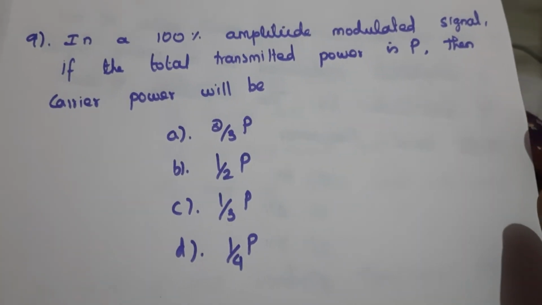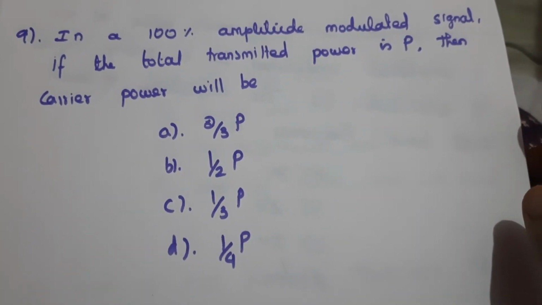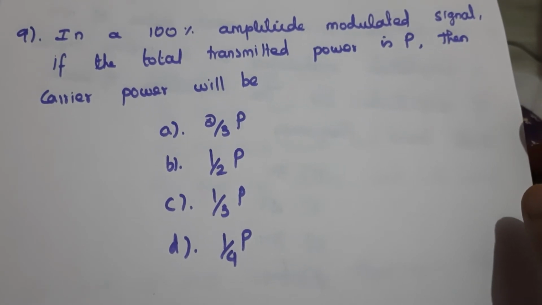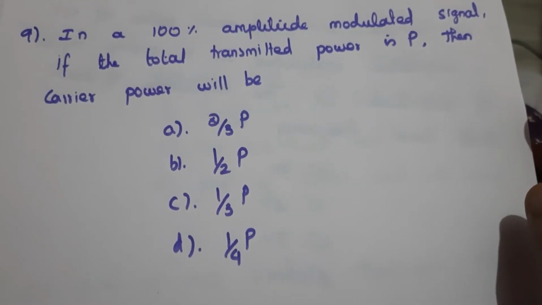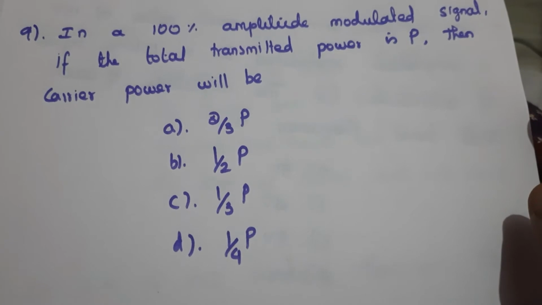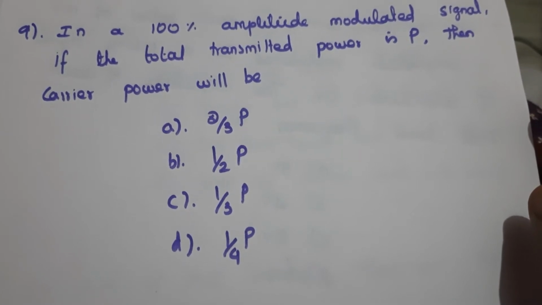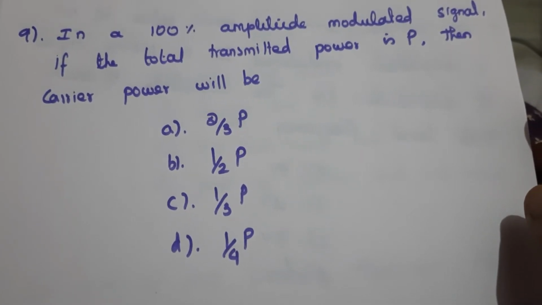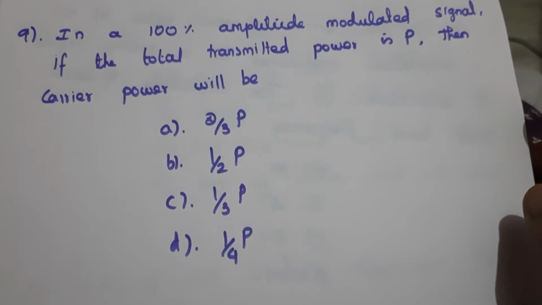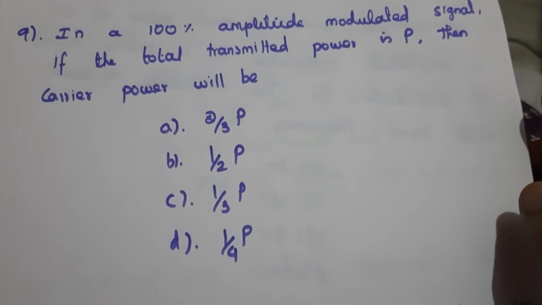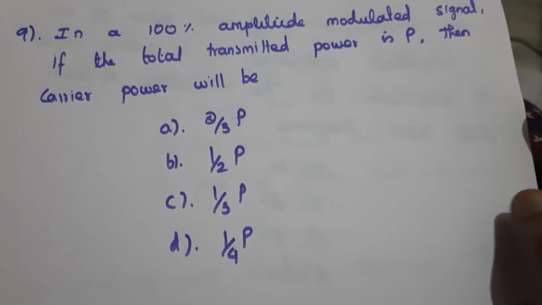Ninth question, in a 100% amplitude modulated signal, if the total transmitted power is P, then carrier power will be.